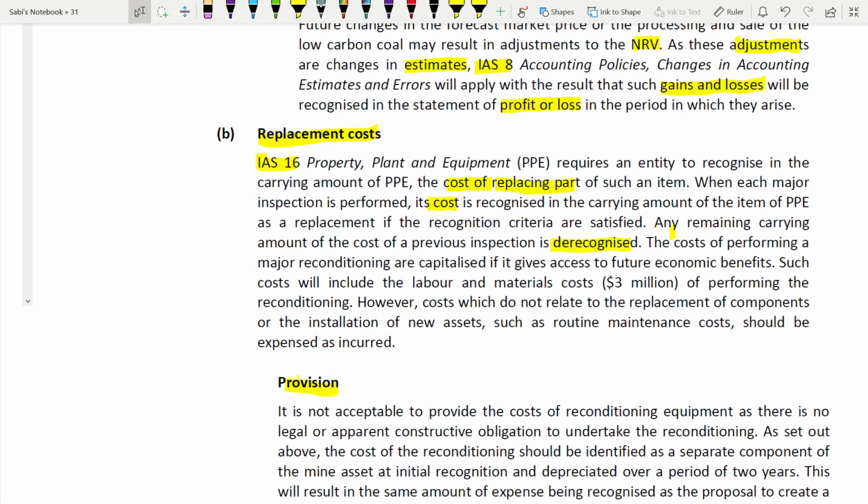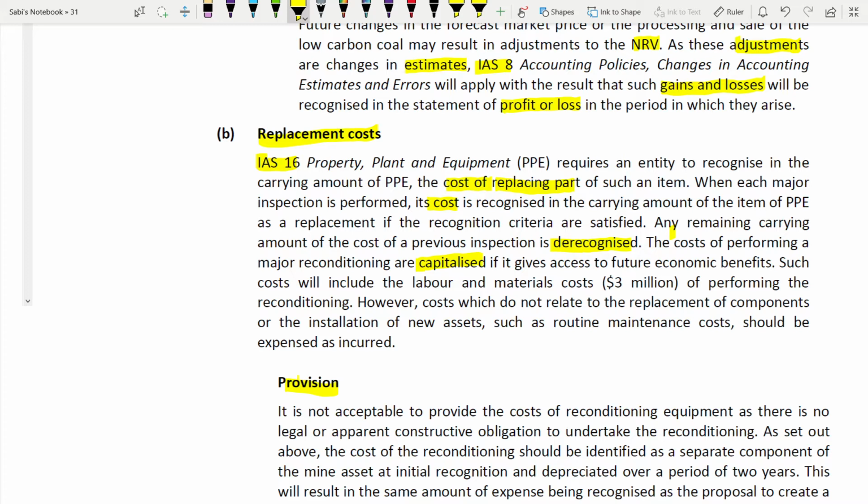Because if you have to do it every 2 years, let's say in 2006, you will be doing it in 2008. In 2006, it will be derecognized. It will keep changing the cost. That's why the cost of the previous inspection, you derecognize it. The cost of performing a major reconditioning is capitalized. Major reconditioning means you have to make some major changes to the asset so that it can be used and you can improve the asset. Those costs you can capitalize.